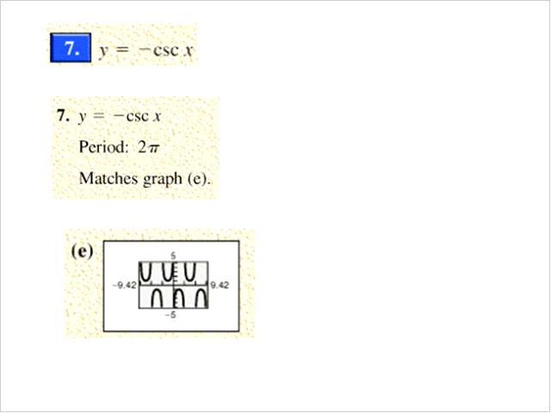Next, we want to graph or find the graph of negative cosecant x. Remember, cosecant x is the reciprocal of sine. So really we're looking for negative 1 divided by sine of x. And the period, remember, is 2 pi over b. And b in this case is a positive 1. The negative sign does refer to the reflection. So there is a reflection over the x-axis. And it looks like it matches graph E.